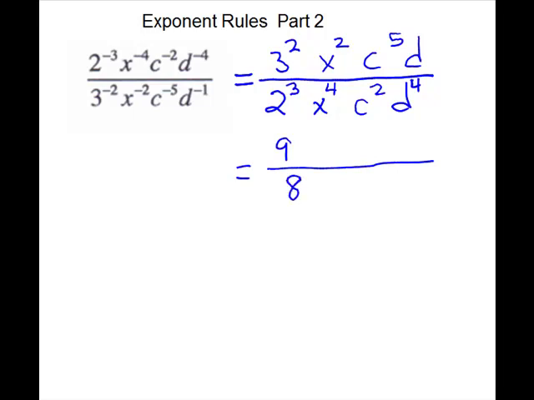For the x's, we'll do biggest minus smallest. So 4 minus 2 will leave us 2 x's on the denominator. For the c's, 5 minus 2 will leave us 3 c's on top. And for the d's, 4 minus 1 will leave us 3 d's on the denominator.